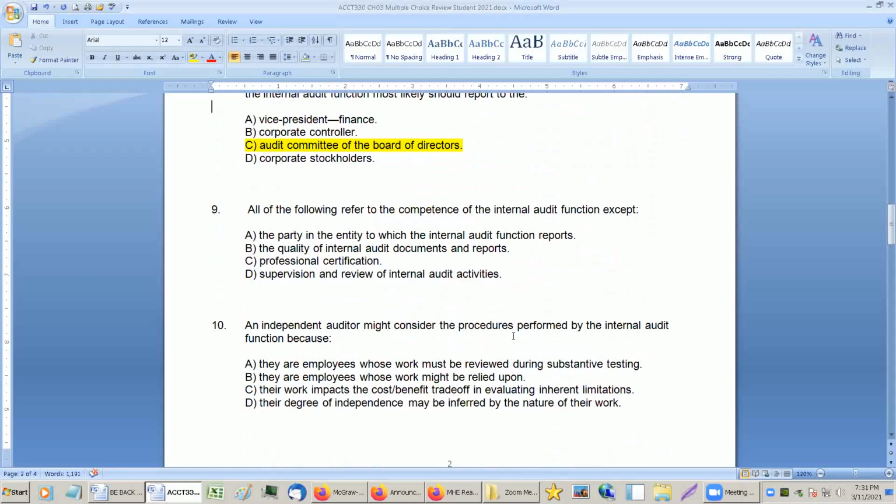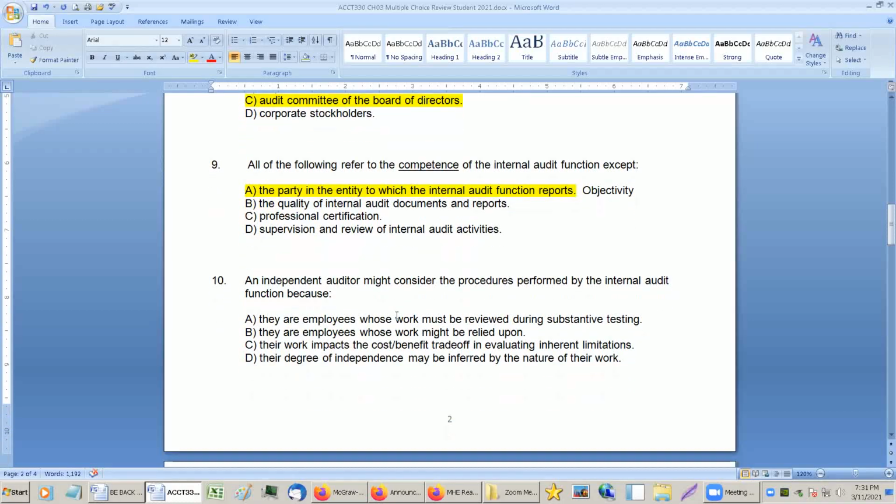All the following refer to the competence of the internal audit function, except... this is an important word, a very specific thing. And you guys have this right. The party to which the function reports has to do with objectivity. The rest of these are all about competence. This one is about whether they are objective. For instance, do they report to the board of directors, the audit committee, and that sort of thing.